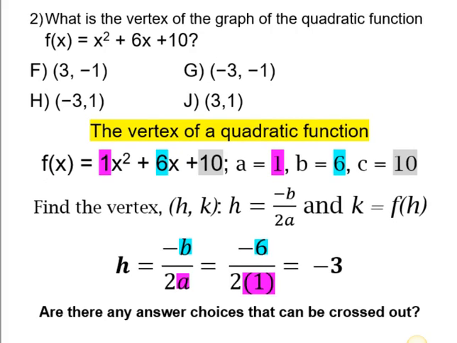Looking at our answer choices, are there any that we can cross out? We know that our h is negative 3, and looking at our answer choices F, G, H, and J, do any of them have an answer choice other than negative 3 as their h?